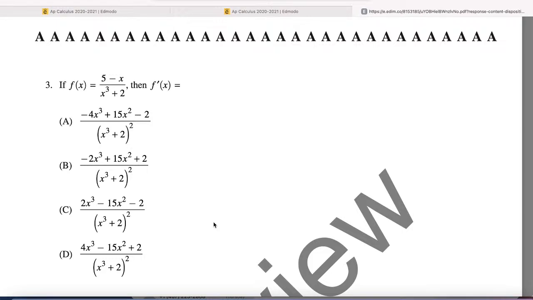Alright, 77. h(x) equals... half calculator. Oh, that's the same thing. Integral.